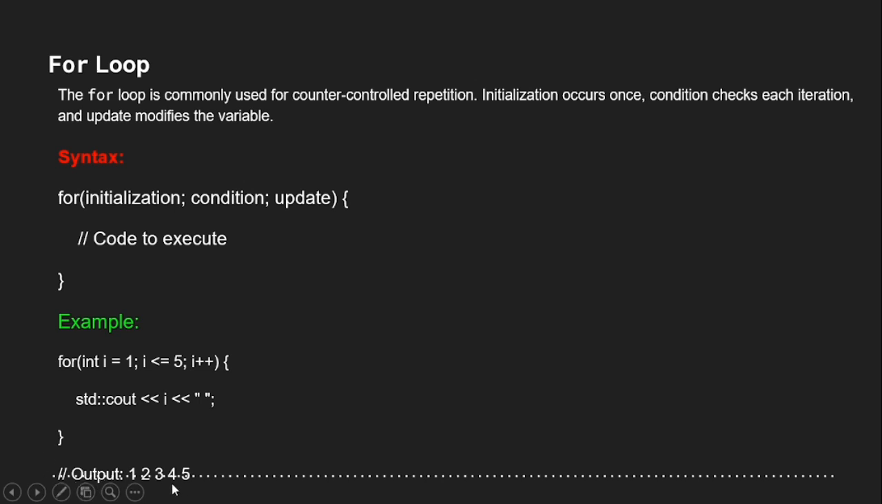And the output is here. I will show you the output with a laser pointer. This is the output here: 1 2 3 4 5. It will stop at the target position 5 when the condition is met. This is the for loop.